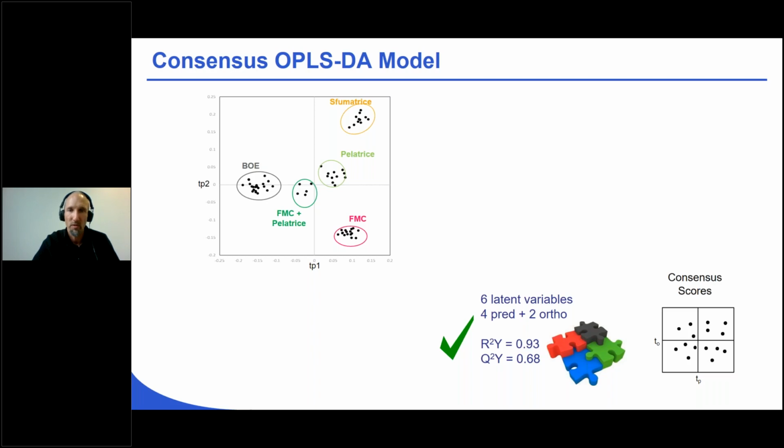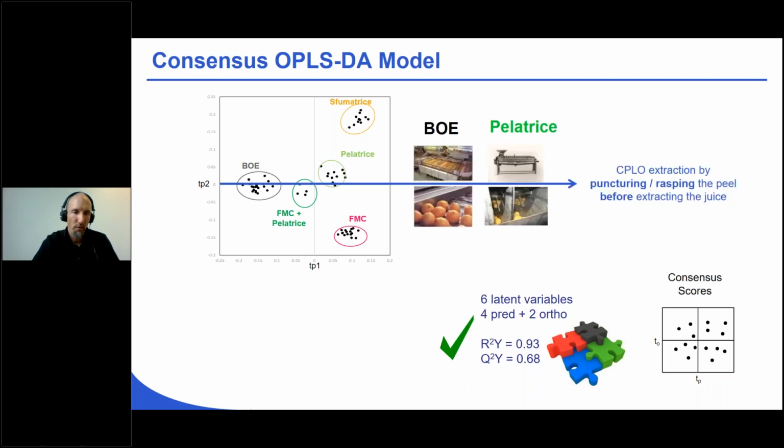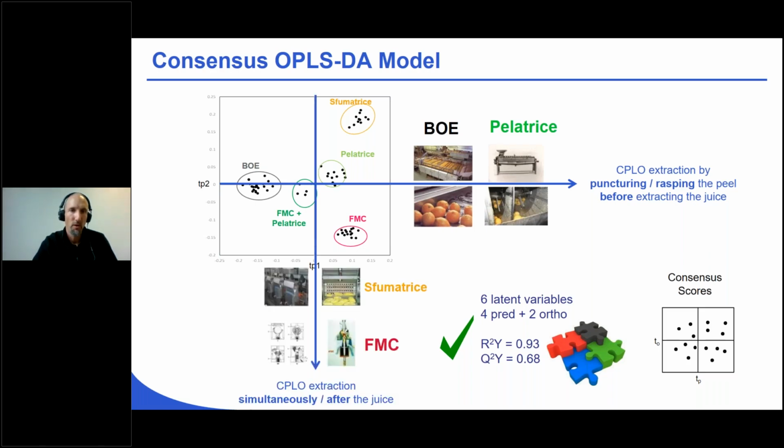here on the top left of the slide, to distinguish different kinds of extraction processes, with on one hand processes that were related to the rasping of the peel before extracting the juice to get the oil, and on the other end extraction processes that were related to simultaneous extraction or extraction after juice to get the oil. So it was also related to meaningful production processes related to the extraction.